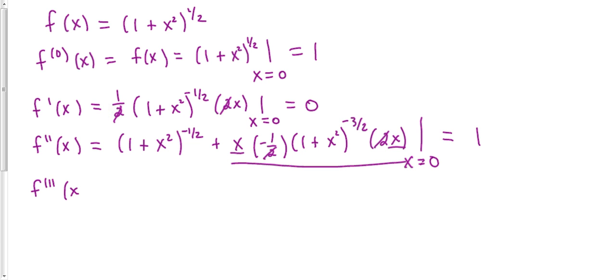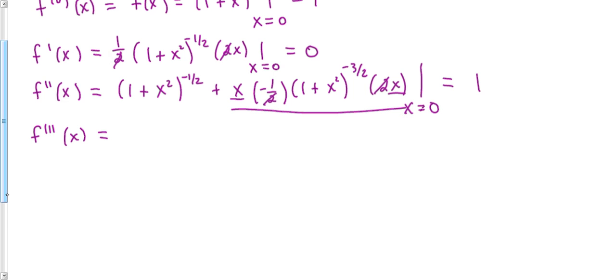So my third derivative, and I hope that you're beginning to see a pattern here, I'm going to take the derivative of the first term, so I'm going to have negative a half times (1 plus x squared). Now it's going to be to the negative 3 halves. Again, I have to take the derivative of what's inside, which is going to give me 2x.